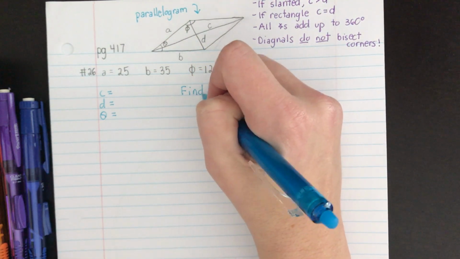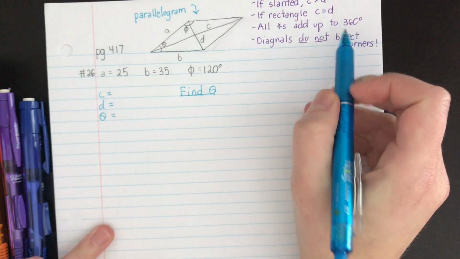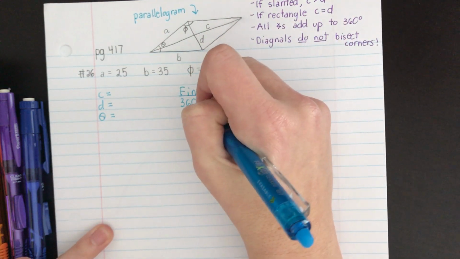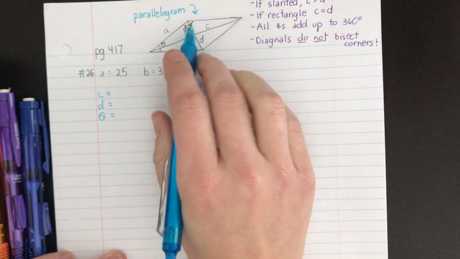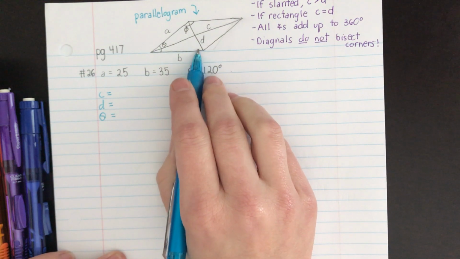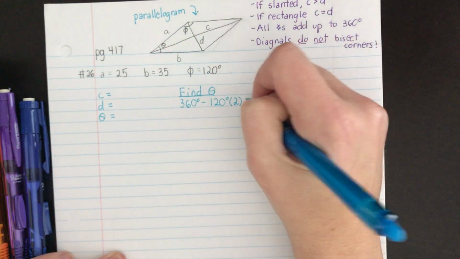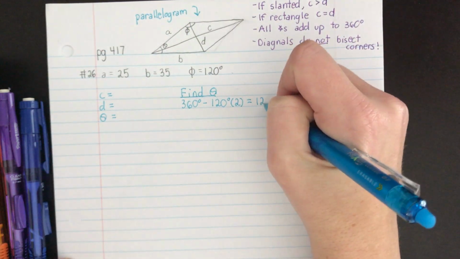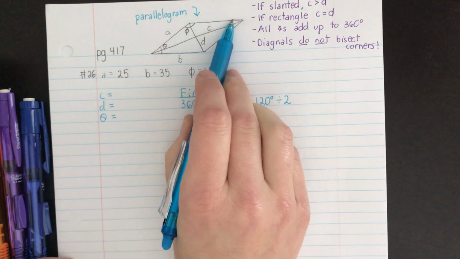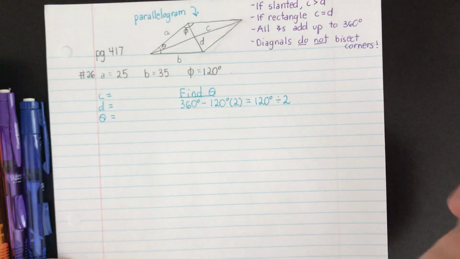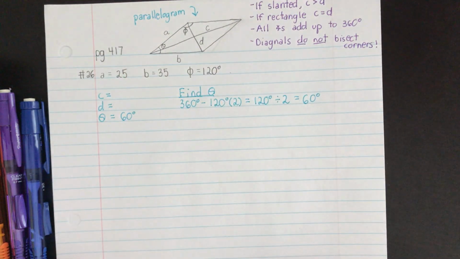So find theta. Okay, we know all the angles add up to 360. So 360 degrees minus phi is 120. But this angle and this angle are both phi. They both match. So 120 degrees times 2, because there are 2 of these, equals 120 degrees. And then you divide that number by 2 because there are 2 thetas within this parallelogram, and that gives you 60 degrees. So theta must be 60 degrees.